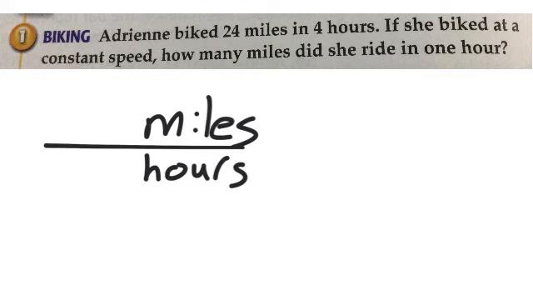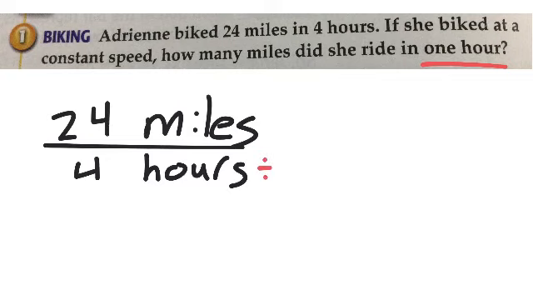Now I'm going to look at the numbers that they give me specifically. She biked 24 miles in 4 hours. So I plug those numbers in. 24 goes with the miles, and 4 goes with the hours in the denominator. Now we want to know how many miles she would get to in 1 hour. So I need my denominator to be 1. In other words, I'm trying to find the unit rate.